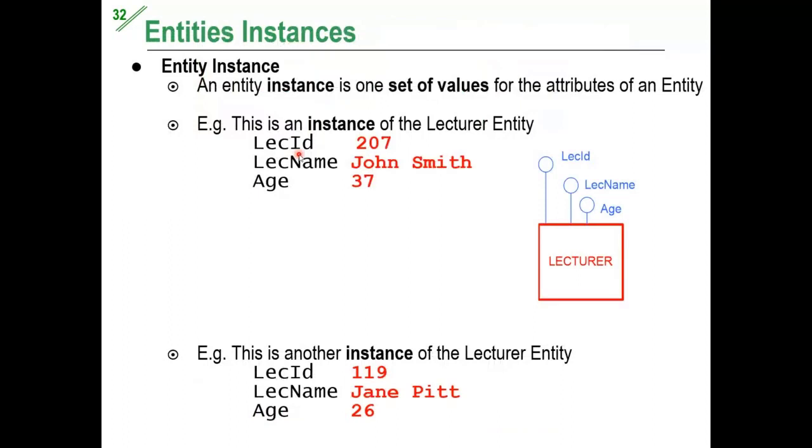Remember I told you what we mean by entity instances. In a plain way, we can say the instances are the records we are recording in the entity. Here I have put some test data in the lecturer table. I have two instances: lecturer ID 207 and lecturer ID 119. So the instance is a set of values that represent these attributes.